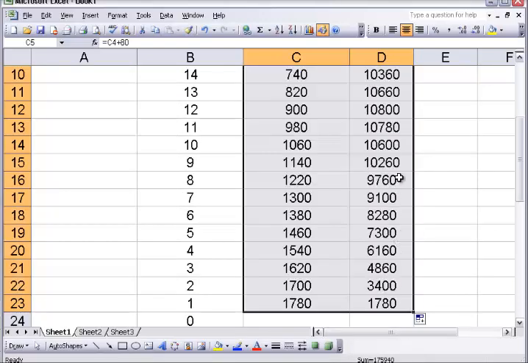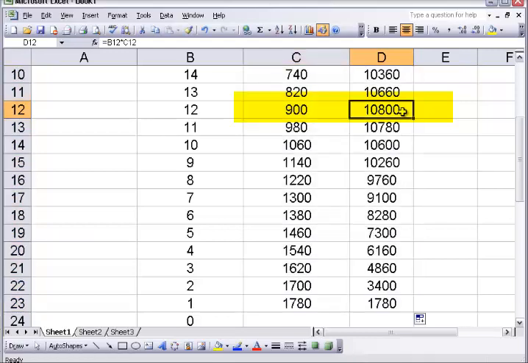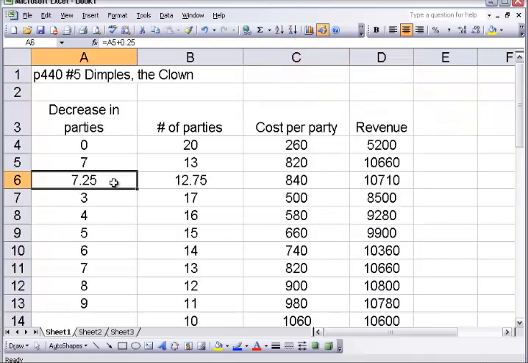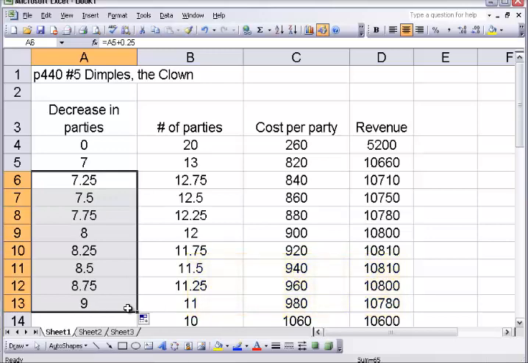I scan the revenue column and it looks like the maximum revenue is $10,800 when he charges $900 for a party. I get a little bit suspicious when I see this $900 for a party and the number above is $820 and the number below is $980, and I wonder, is that really the maximum? So I'm going to try a few numbers in between and adjust my columns and formulas to see if I can get a different maximum.